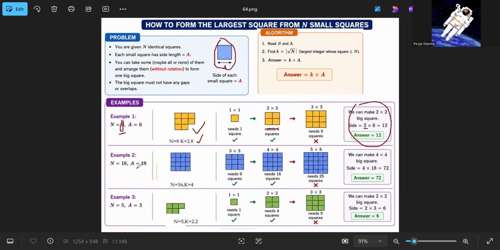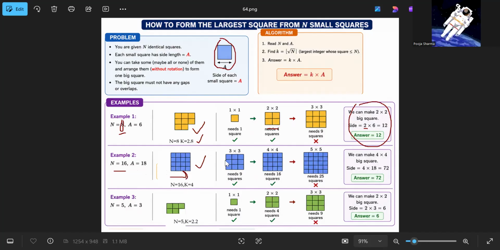Now let's come up with the next value, n equals 16. Since you have 16 squares, the square root gives equal values. So here n equals 16, and what is the value of k? It becomes 4. Now k equals 4 multiplied by 18, that is the side, will give you 72.